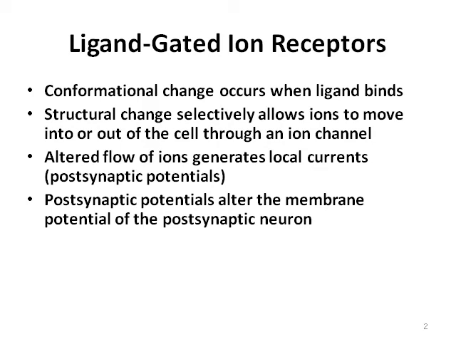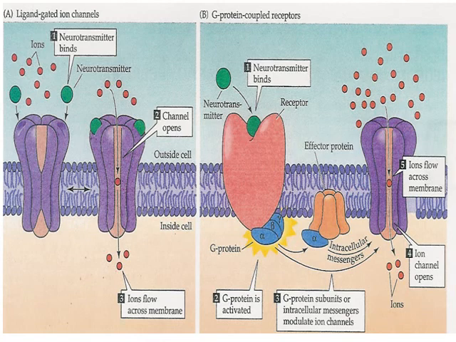By altering the flow of these ions, this will generate local electrical currents, which are referred to as postsynaptic potentials. These postsynaptic potentials can then alter the membrane potential of the postsynaptic neuron. Slide number 3 shows these ligand-gated channels, and it also contrasts them to the G protein coupled receptors.